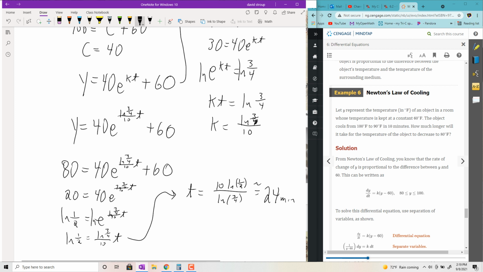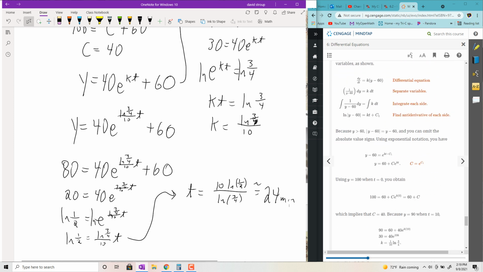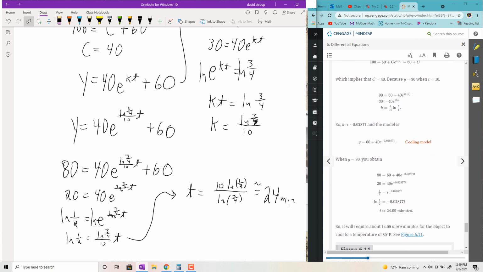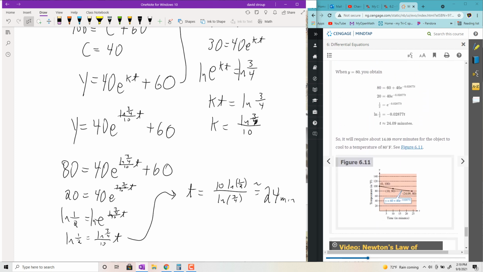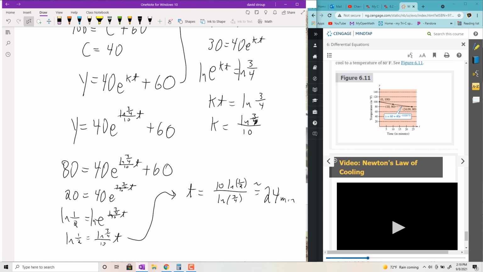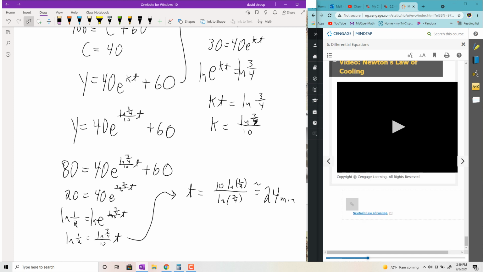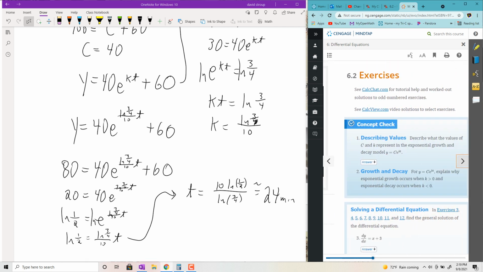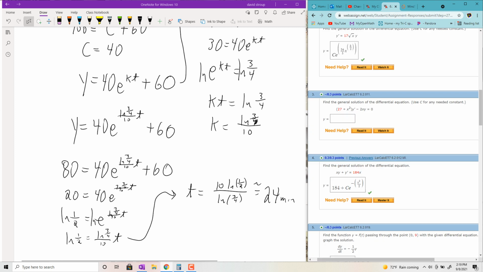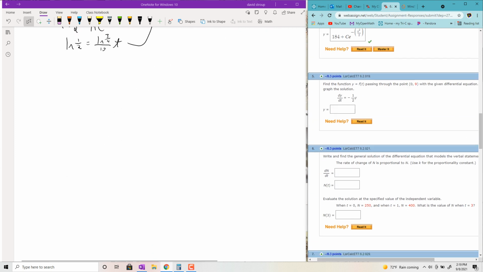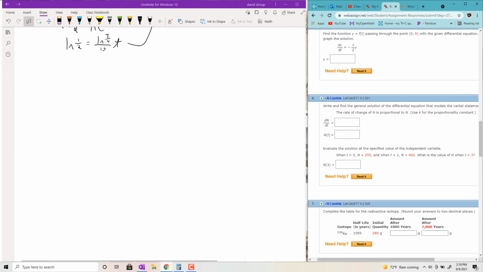I think we were in minutes, right? Yeah. Let's see if that's what they got. Yeah. Okay, great. They do a lot of graphing here. I'm sort of avoiding the graphing, but you can always go to Desmos and see what you got. So that's Newton's law of cooling. And then they just have some exercises. So let's go into the actual exercises and see what we're dealing with.